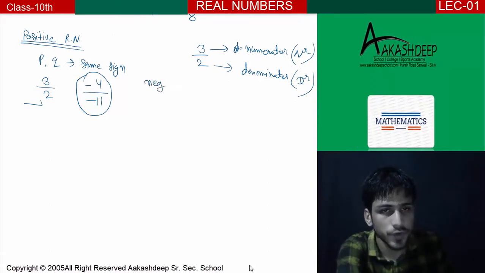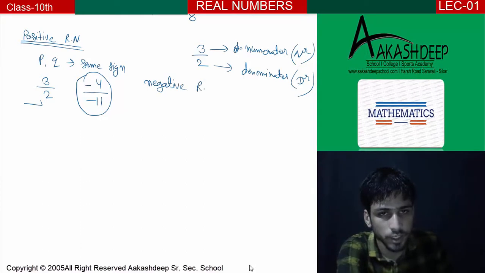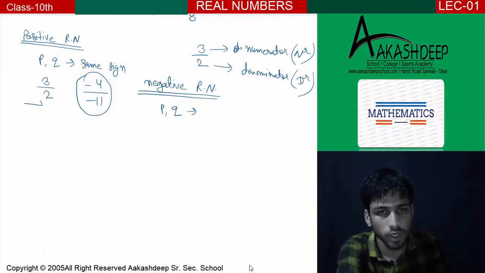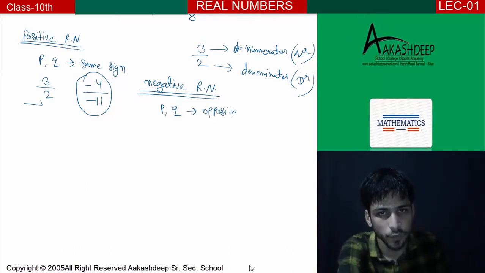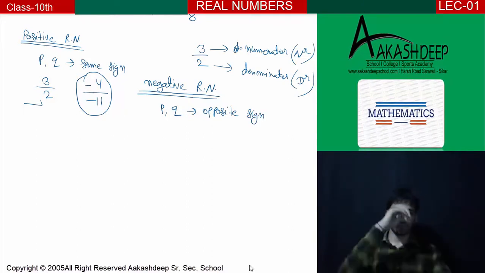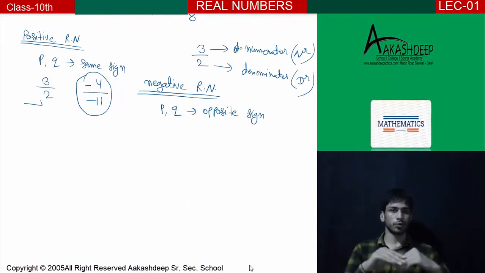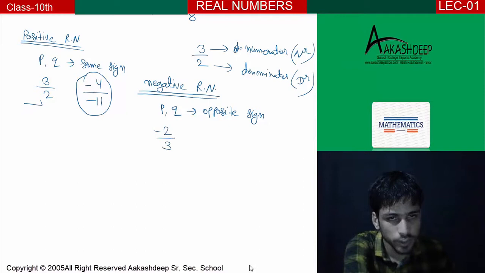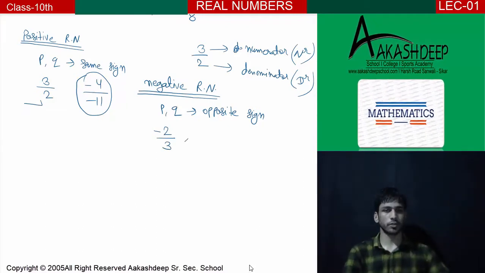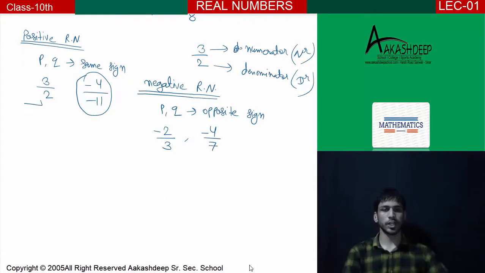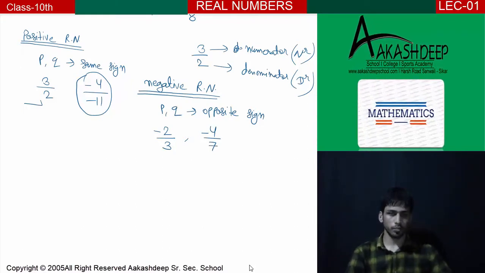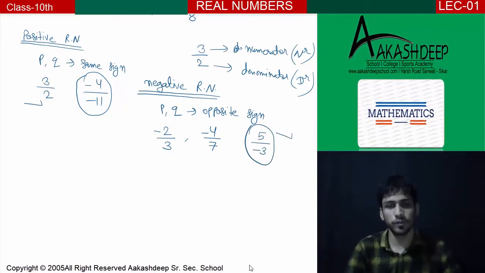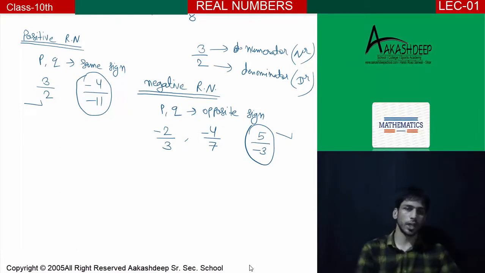Next we have negative rational numbers. Negative rational numbers are those rational numbers in which numerator and denominator have opposite sign. It means if numerator is positive, then denominator will be negative. If denominator is positive, then numerator will be negative. It means, let's say if I have minus 2 by 3, here numerator is negative and denominator is positive. Let's say I have minus 4 by 7, here also numerator is negative and denominator is positive. So let's say if I have 5 by minus 3, here you can say numerator, which is 5, is positive, and minus 3 is negative.